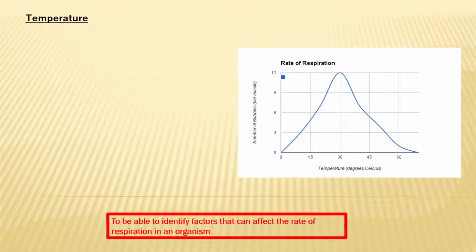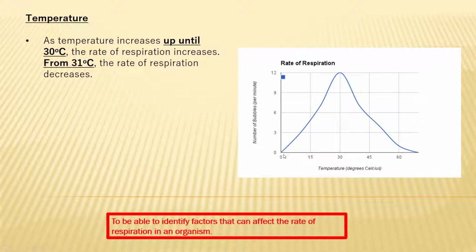So first one's first, temperature. What's important to know about this graph is that it says number of bubbles. This will typically be seen when studying plants for their rates of respiration, because when submerged underwater, we know that aerobic respiration produces carbon dioxide, which is a gas, so bubbles will be seen. Let's describe the trend that we see on the graph.